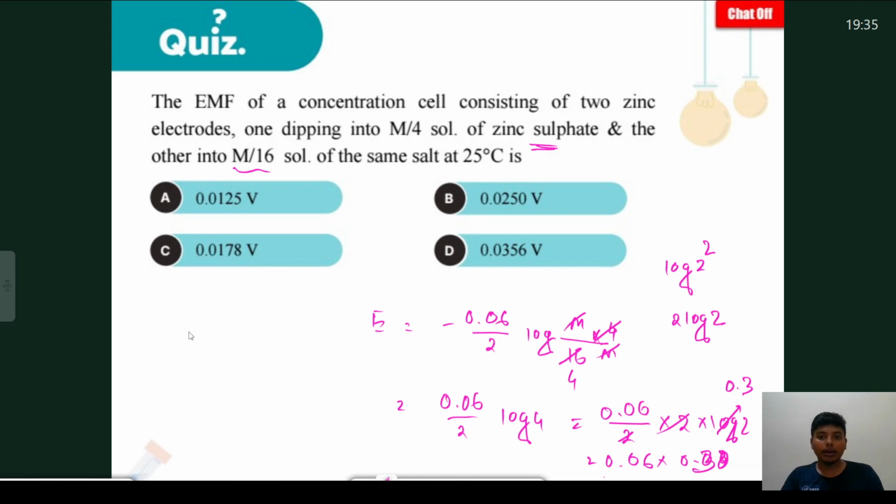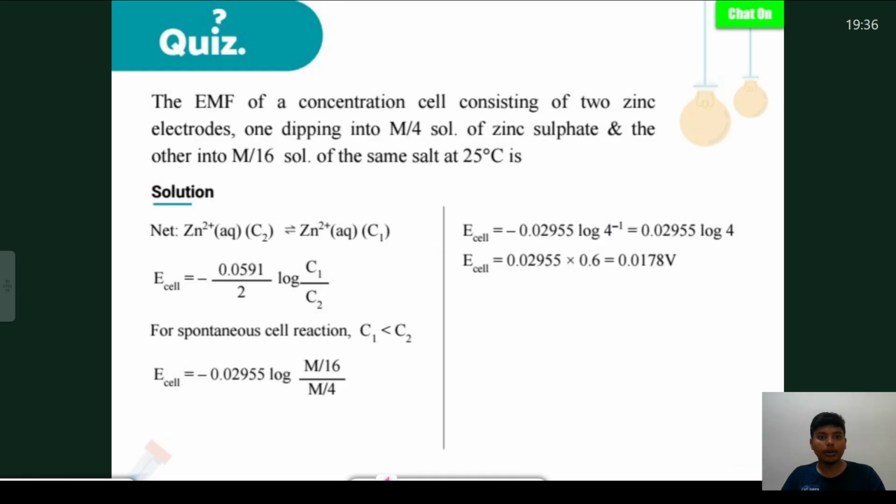You are getting log 1 by 4, right? Log 1 by 4 means minus log 4, so minus will become plus. That is how you will get it. So around 0.178, since log 4 value is around 0.6, 2 log 2. So 0.06 into 0.3, whatever; they took 0.15. So close to this. Clear? Understood this thing? Yes or no? Tell.